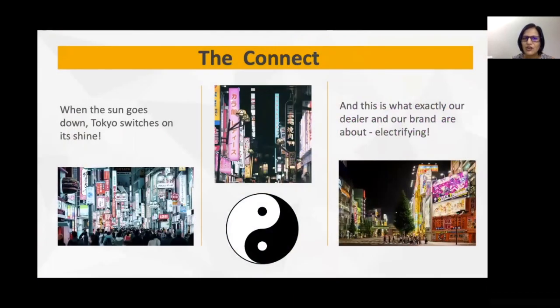Anyway, if you haven't got it, let's look at the connect again. When the sun goes down at night, Tokyo switches on its shine. So it becomes bright and beautiful. And this is exactly what our dealers and brands are about. They are electrifying. They are so vivacious, so energetic, so colorful, so electrifying. So we are trying to draw parallels between our dealers and Tokyo. And the common connect is all about shine and lights and bright.